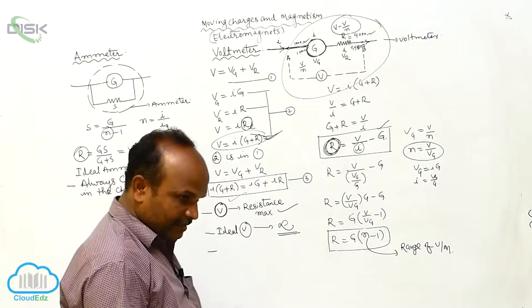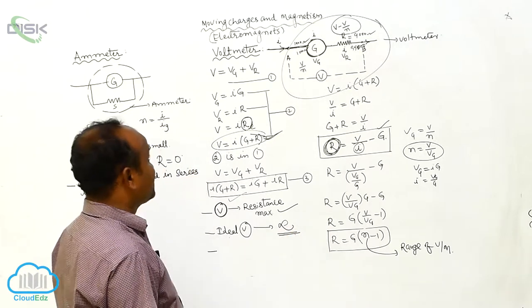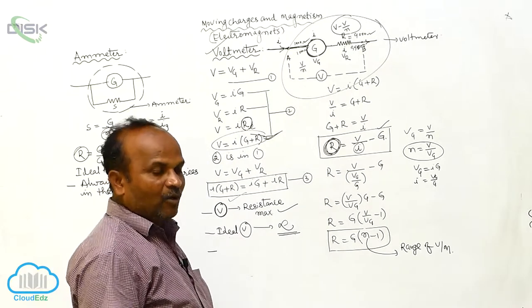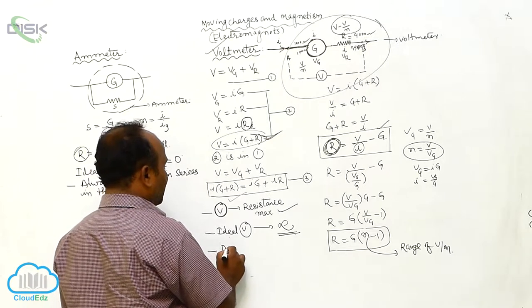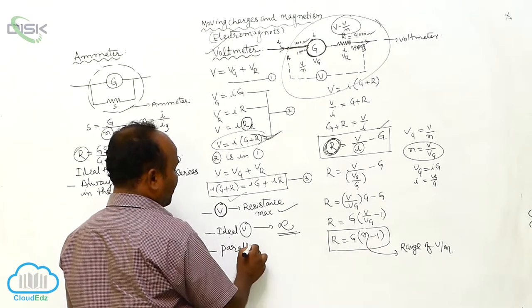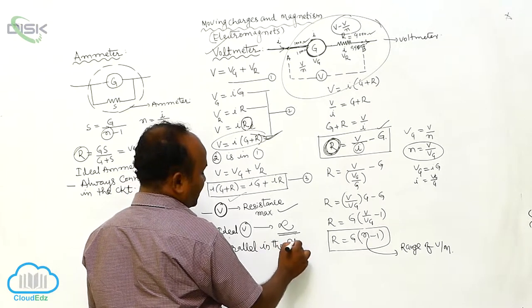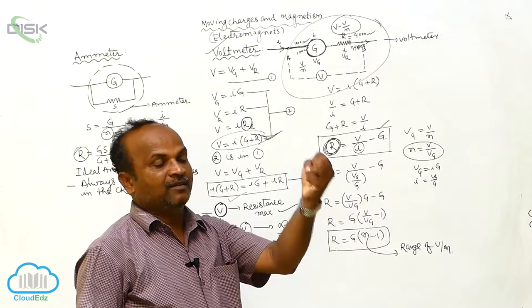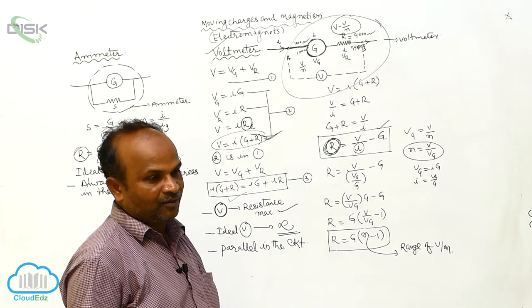The voltmeter has the highest resistance. It is to be connected in parallel in the circuit in order to draw small currents from the circuit, therefore there is no change in the total current of the circuit.